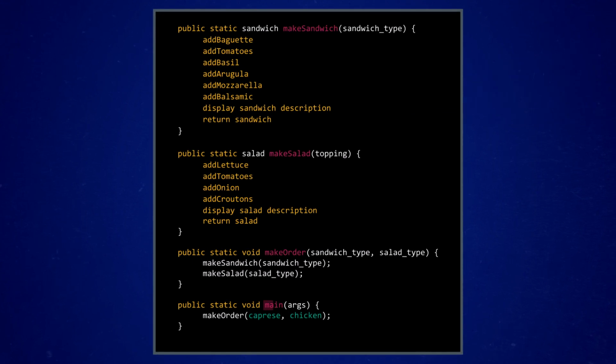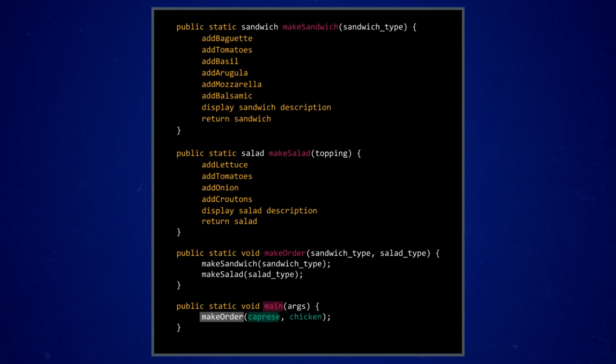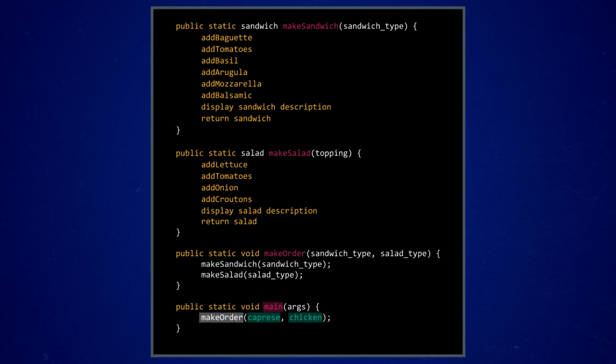Finally, we reach the main method, and all we have to do is call make order once, which calls make sandwich and make salad so that both components of that order get done. It can be a little tricky to get used to this logic, but we format the code this way because we don't want one method performing a lot of different tasks, the same way you don't want one chef cooking everything in the kitchen. That's a recipe for disaster.